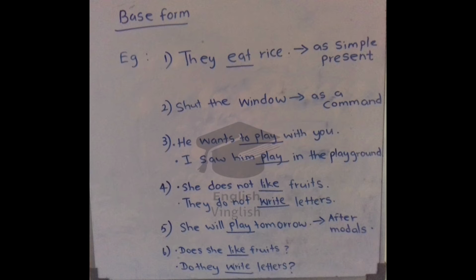Second one, when you give commands like shut the door, open the door, we have to use the base formation. And third one, he wants to play with you. I saw him play in the playground. After to, we have to use always the base formation of the verb. But in the second one, to is not there, but we have to use the base formation of the verb.